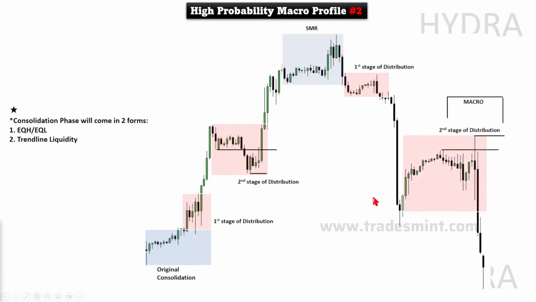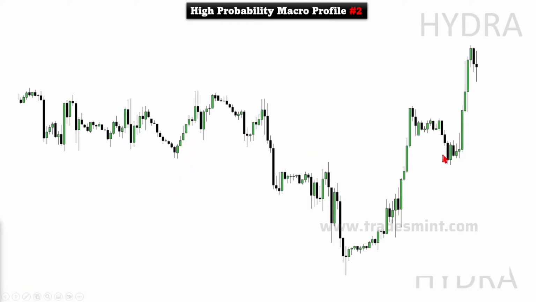what do you guys see here? Did price clear out these lows first and then form the second stage of distribution? No, it formed the second stage of distribution first and then hunted the relative equal lows. That's why the second stage of distribution is so high probability.